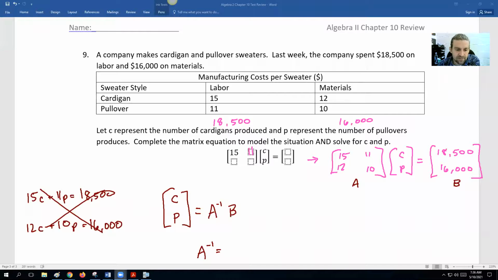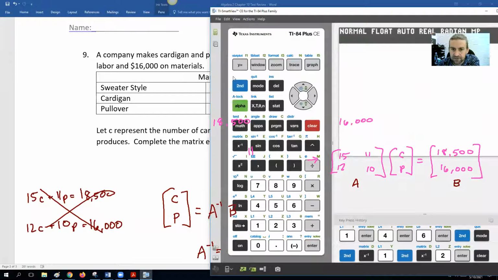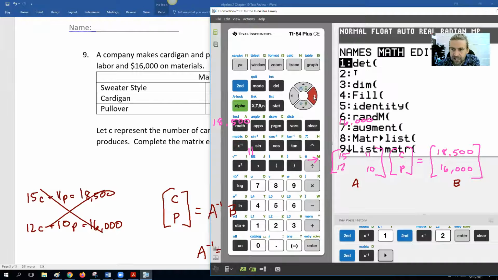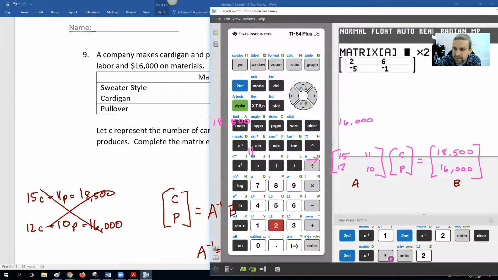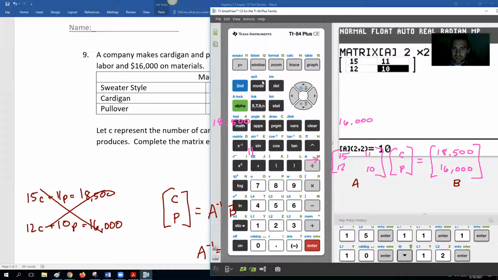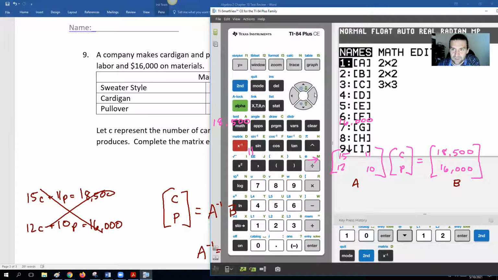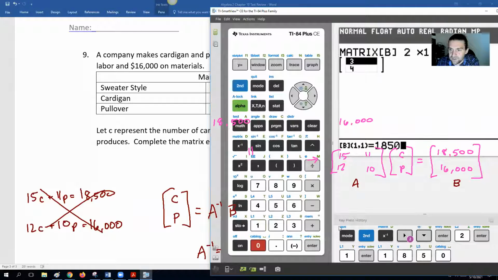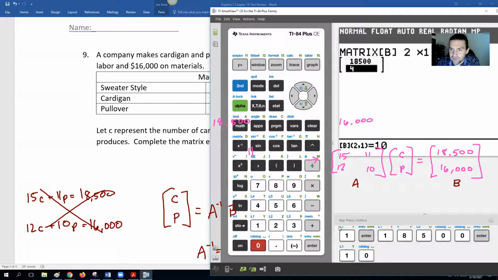Okay, calculator time. This is where it becomes really useful to know how to use the calculator. Let's go through second matrix. That matrix A, we'll edit that. It's a 2 by 2 matrix, and it's 15, 11, 12, 10. I just realized that I didn't type that one in. 15, 11, 12, 10. We're going to do the same thing with matrix B here. That is a 2 row, 1 column matrix. So 18,500, 16,000.